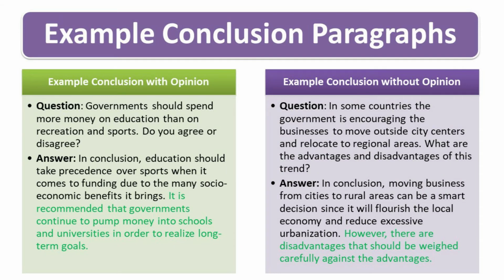For better understanding, please have a look at this picture. Now in this picture you can see that two conclusions have been given. The first conclusion is with opinion and the second conclusion is without opinion. If your question requires you to give your opinion, then in the last paragraph your second sentence should be your opinion. The opinion has been written in a different colored text so that you can easily notice it. Similarly, in the conclusion without opinion, you can see that we have not given any opinion. Instead of giving an opinion, we have only written a general statement here.